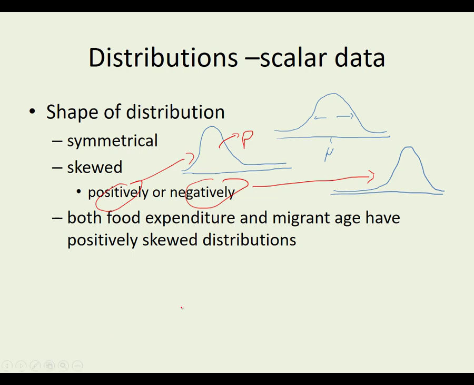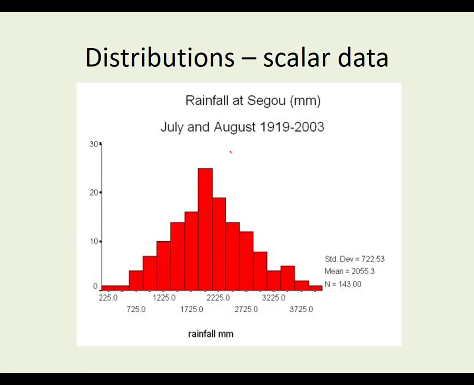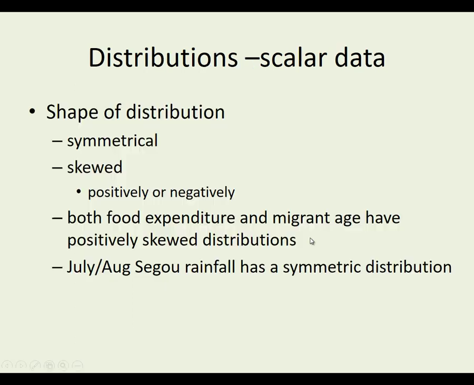Here's an example of one which is fairly symmetrical. There's not really an obvious skew to either direction. It's reasonably well balanced around the mode, which is the highest category, and the mean, which is close in here. So that's the shapes of different distributions.